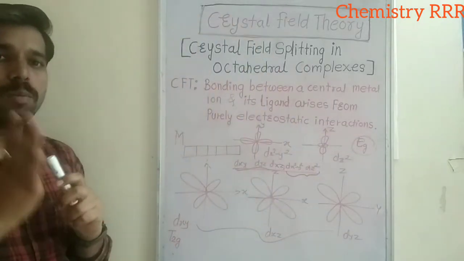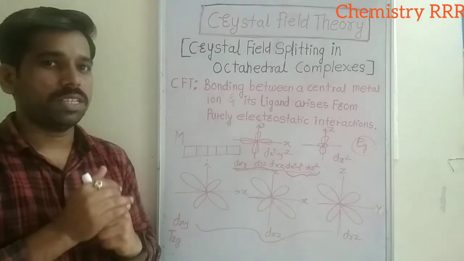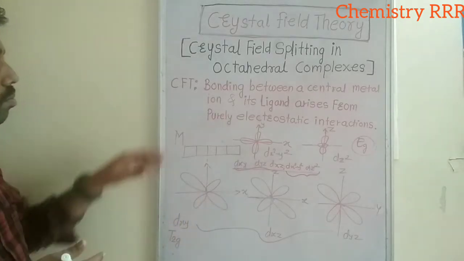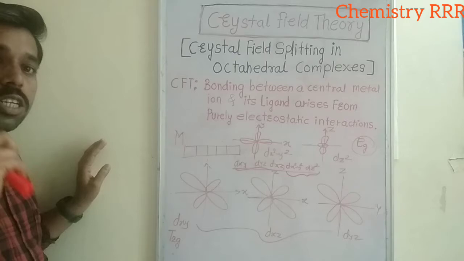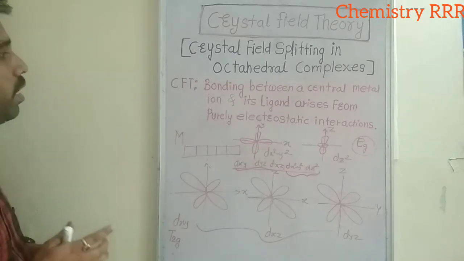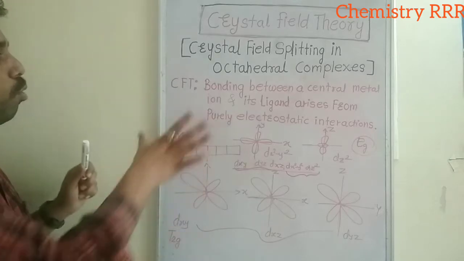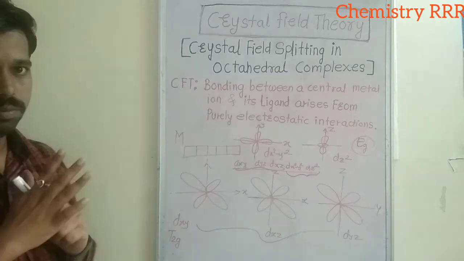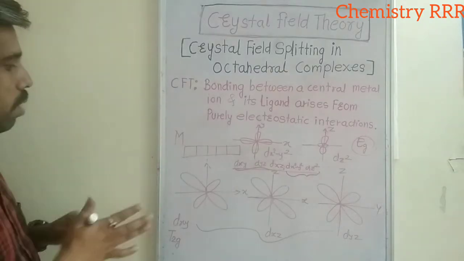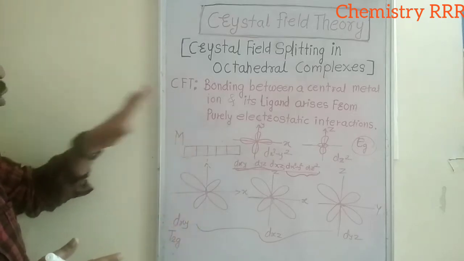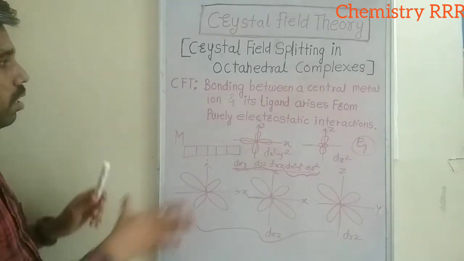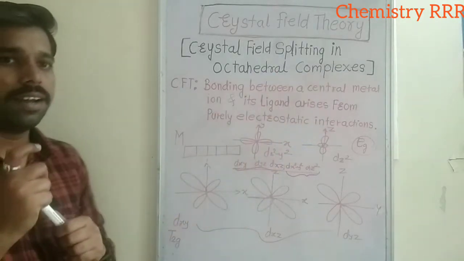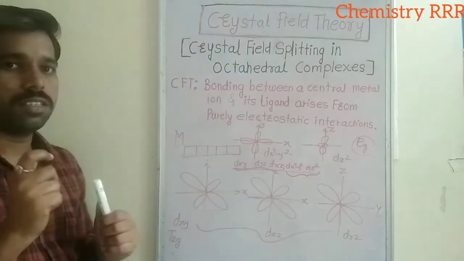The splitting of the d orbital depends on the geometry of the complexes. In the crystal field theory, the splitting of orbital depends on the geometry of the complexes. According to crystal field theory, the bonding between a central metal ion and its ligand arises from purely electrostatic interaction. After completing the shape of orbital, we move towards the crystal field theory.